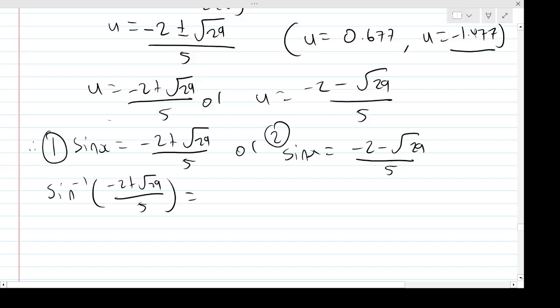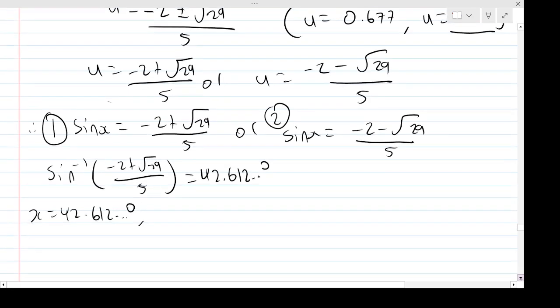we get 42.612. There's no avoiding the decimal here. Obviously, the calculator just gives you that number. So that's going to be my first solution then. x is 42.612. So then to get the next solution, let's consider the sine graph, right?